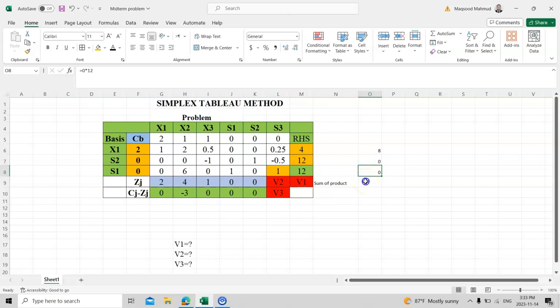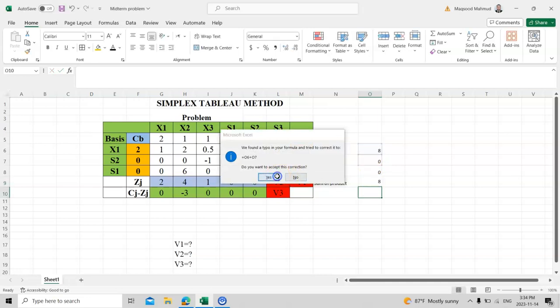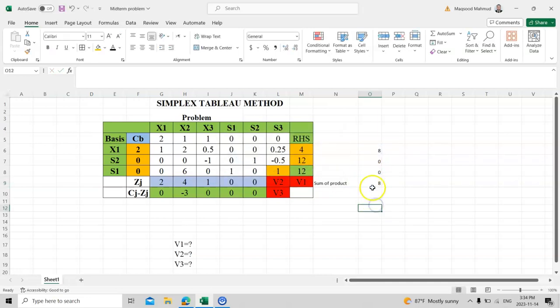So what will be V1 now? If I want to find V1, it's the sum of the products. The products we have already done, so I sum this one plus this plus this. The total is 8, so the V1 value is 8.